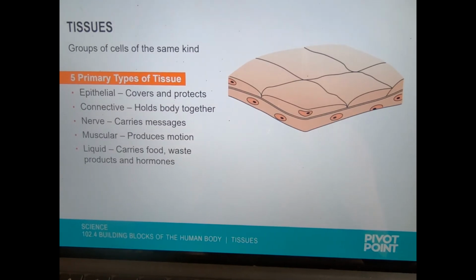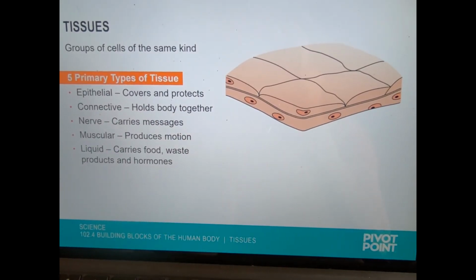Okay, all right, then we go to tissues, groups of cells of the same kind. So there's 5 primary types of tissue. Epithelial, which covers and protects something. Now, our skin is called epithelial tissue, but we also have epithelial tissue covering our organs. Covers and protects something. Connective holds your body together. So an example could be like ligaments and cartilage. Nerve tissue carries messages. Obviously, we have nerves all throughout our body. Muscular produces motion. Without muscles, we couldn't move. And liquid, blood and lymph, which carries our food, gets rid of our waste products, and carries hormones to all parts of our body.